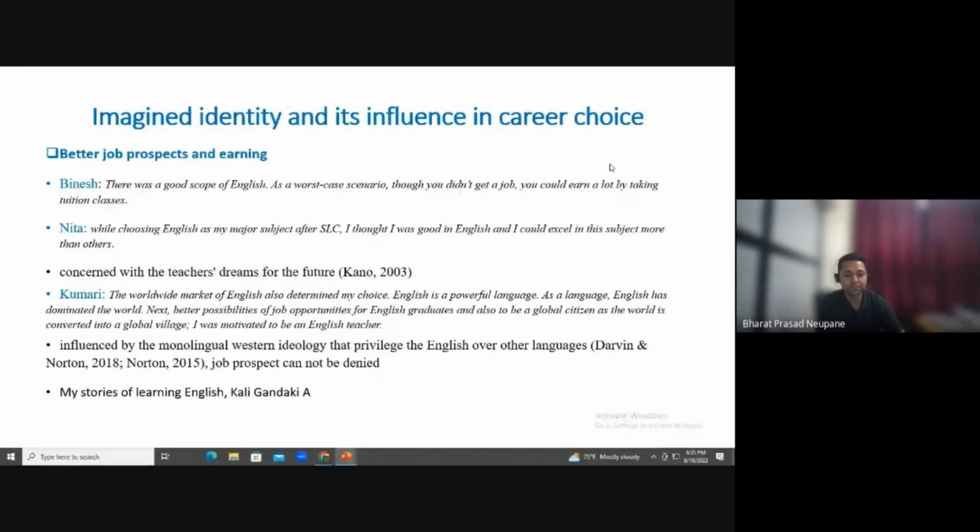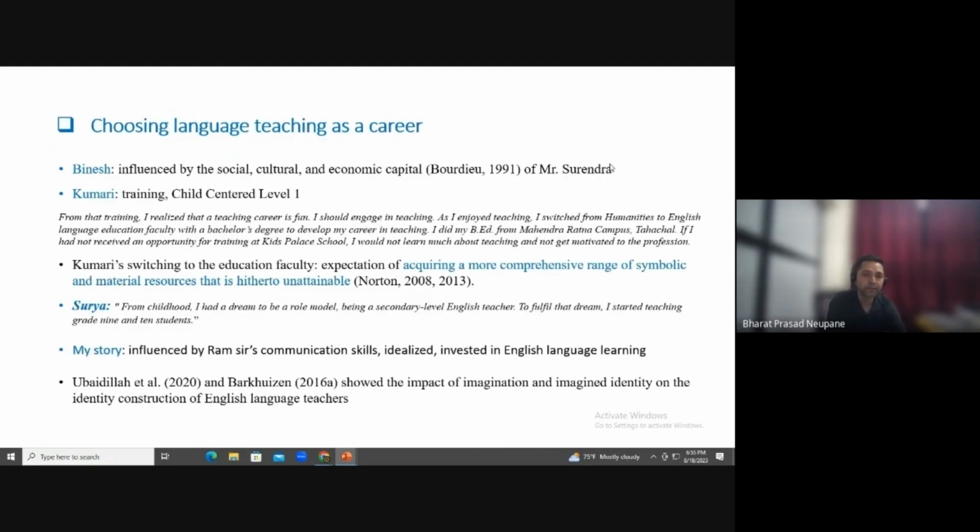The job prospect of English graduates in the context of Nepal cannot be denied. And even my stories of learning English, seeing the villagers having better income, who had better proficiency, better language skills, echo the stories of all these participants. And not only that, their choices of subject and career were influenced by the social, cultural, and economic capital of the teachers and also the environment where they worked, the training opportunity they received.